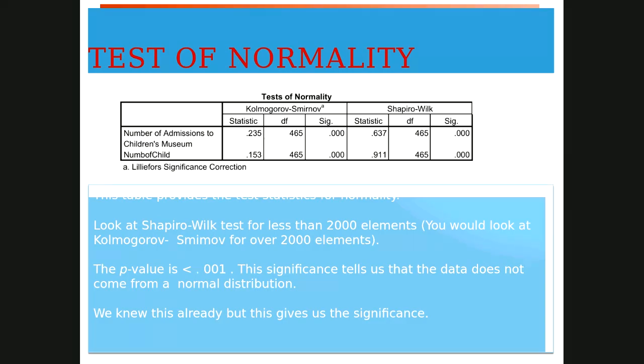So one thing we want to do is look at the normal distribution, and we already know, we don't even need to do this test, but it's statistics, so we will do the test. Whether it's not normal, we know it's not normal just from looking at that graph. And since the p-value is less than 0.001, we know that it wasn't a normally distributed variable. This table shows both the admissions to Children's Museum and the number of kids.